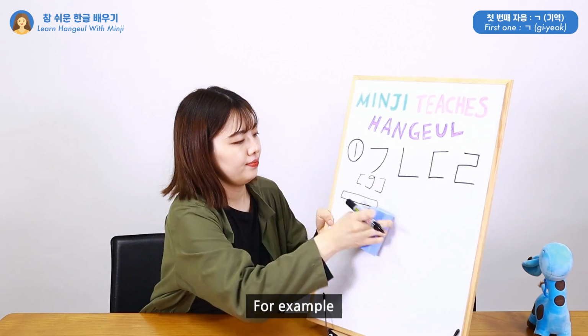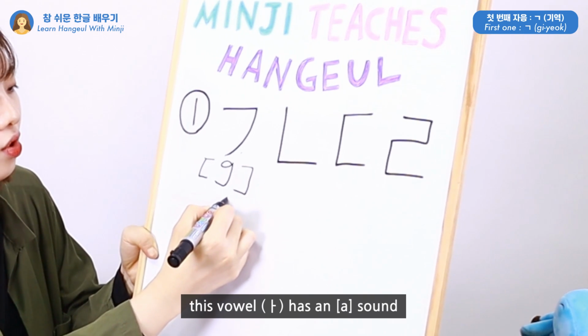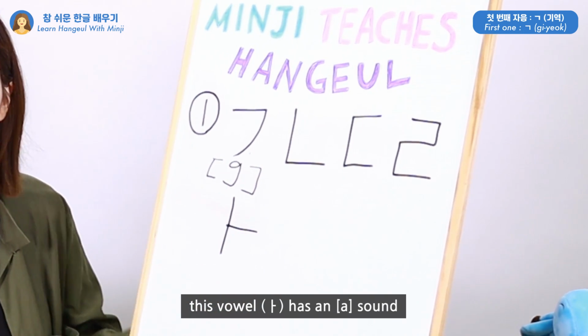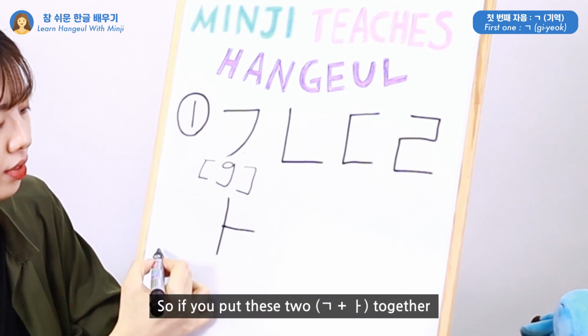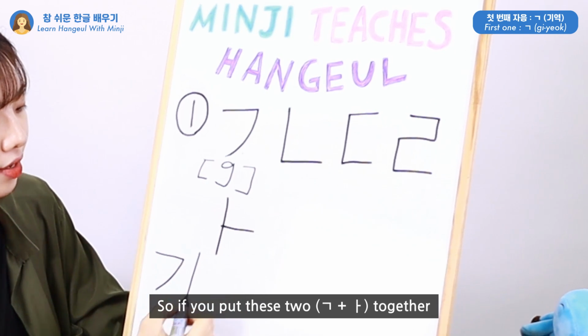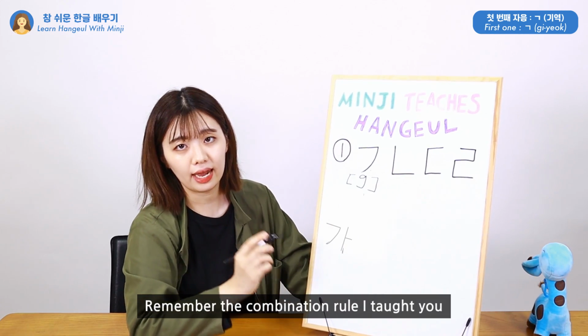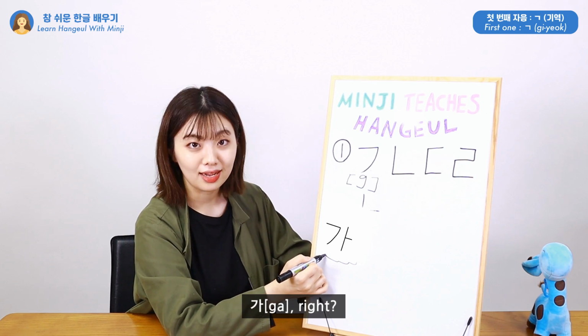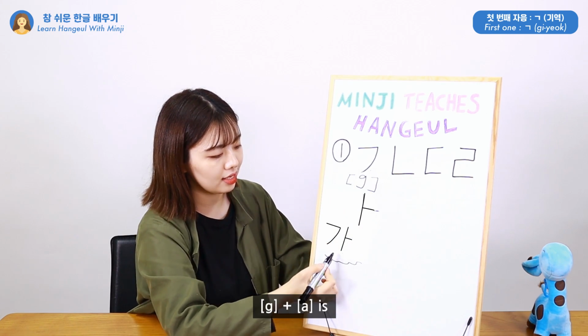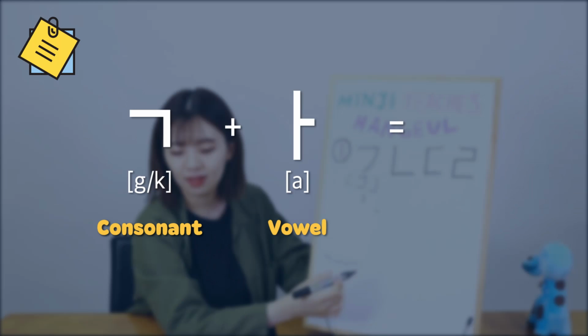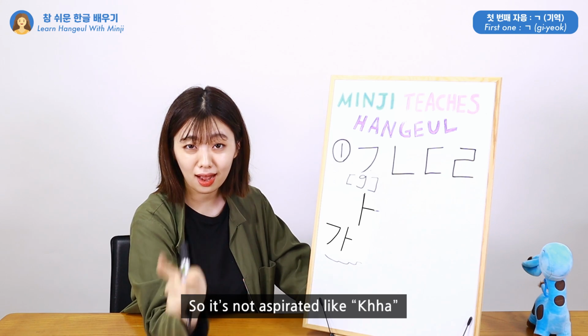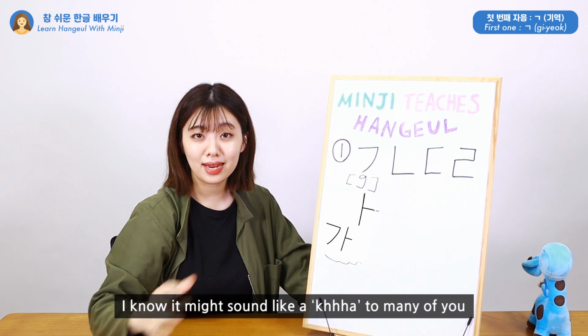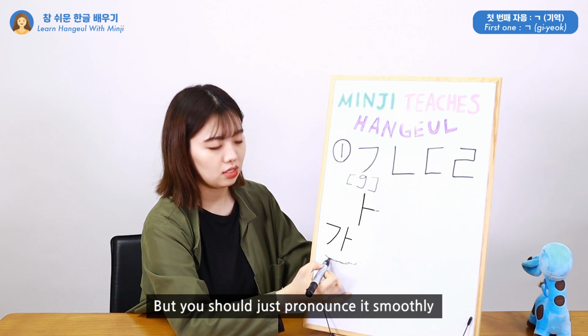For example, this vowel has an ah sound. So if you put these two together, remember the combination rule I taught you in the previous lesson, it becomes ga, right? G plus ah is ga. So it's not aspirated like ka. I know it sounds like a ka to many of you, but you just pronounce it smoothly.